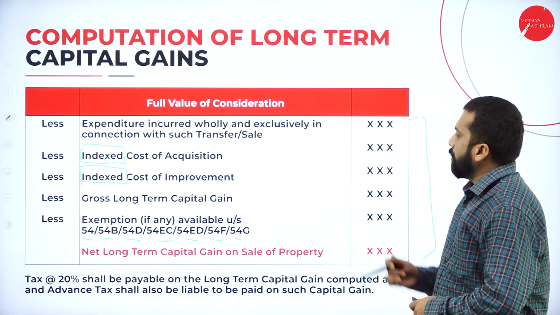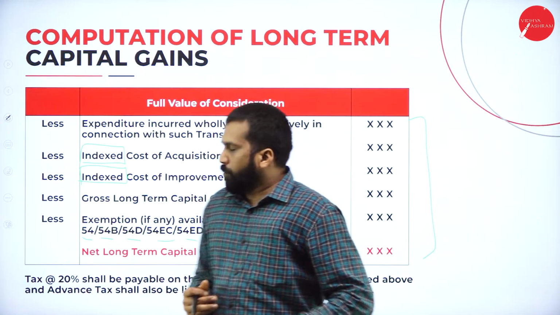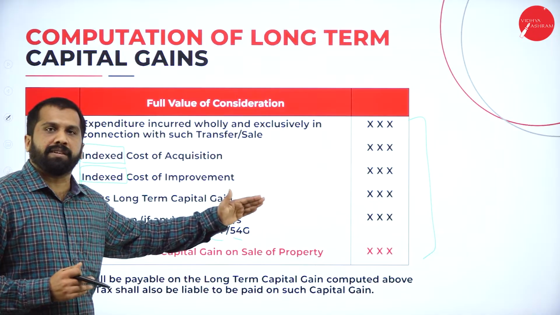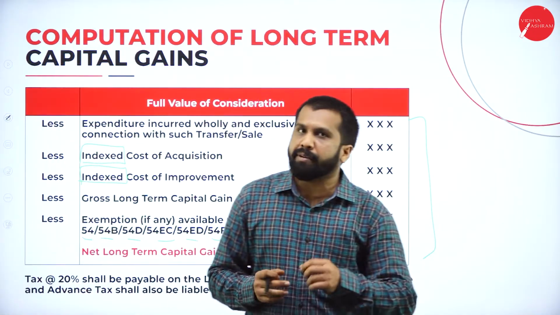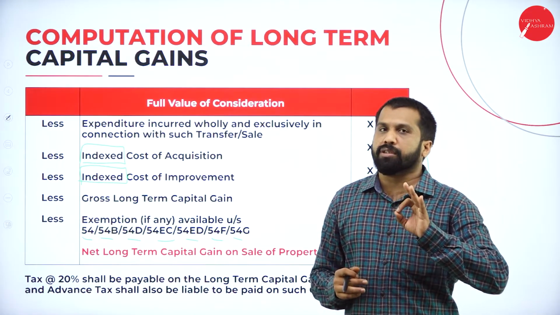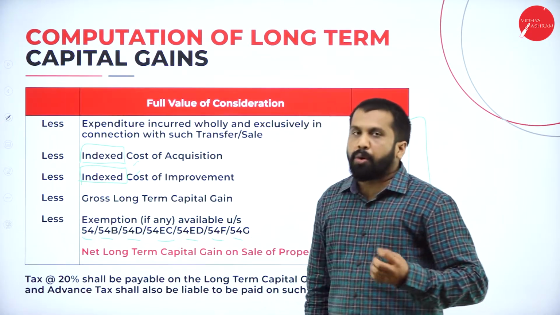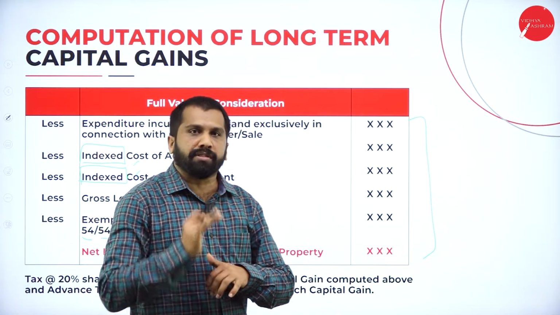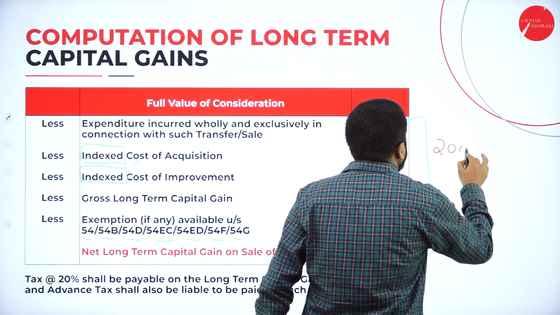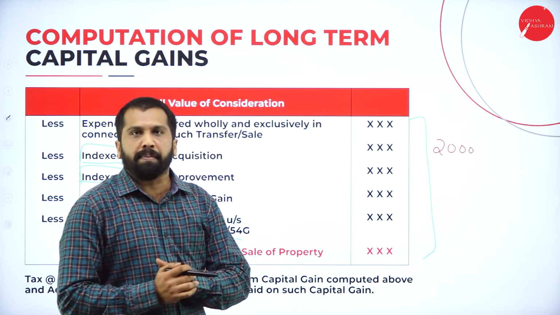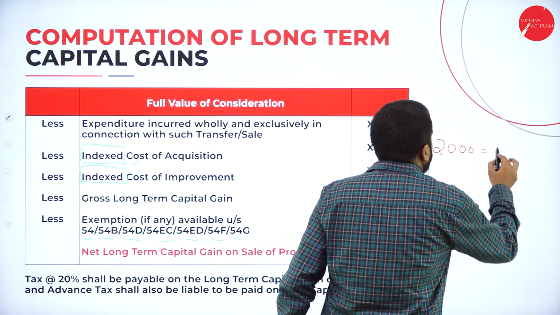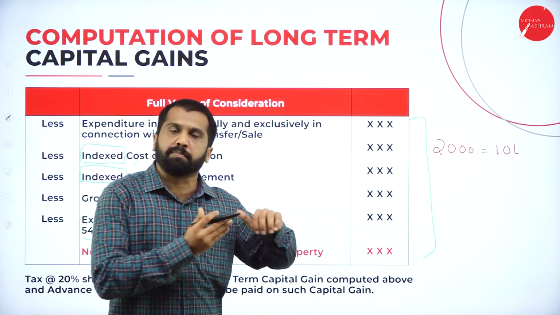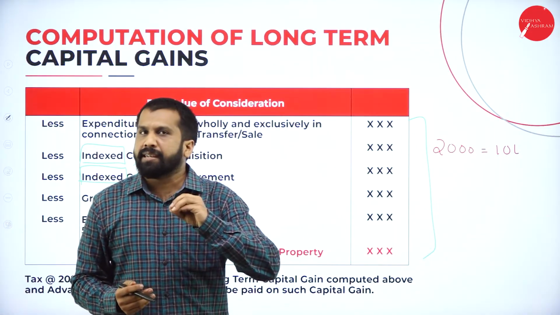Now, in this, we have the long-term calculation. We have done some example problems in the previous session. In the long term, we have a concept called index cost. What is this index cost? Why do we use it? I'll tell you. Now, you purchased a house in 2000. In 2000, the value of the property may be around 10 lakh. 2000 means almost 21 years back. The value of the property was only 10 lakh.